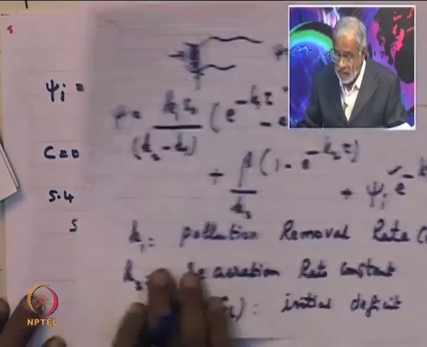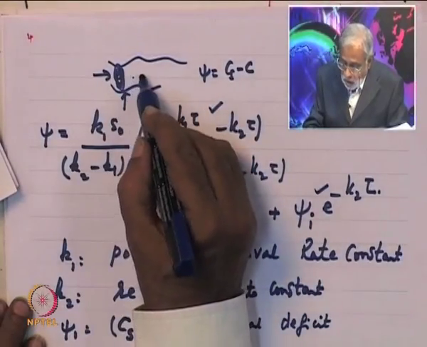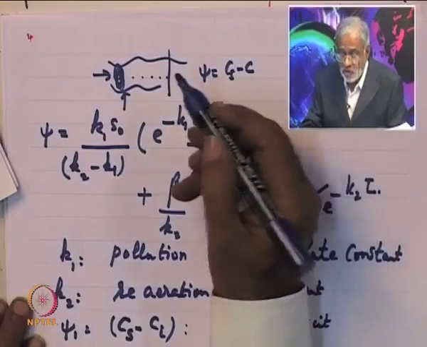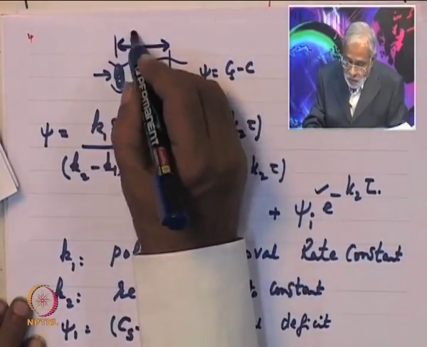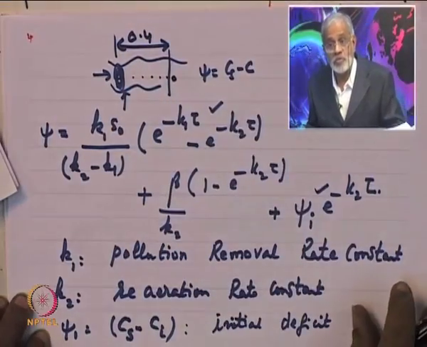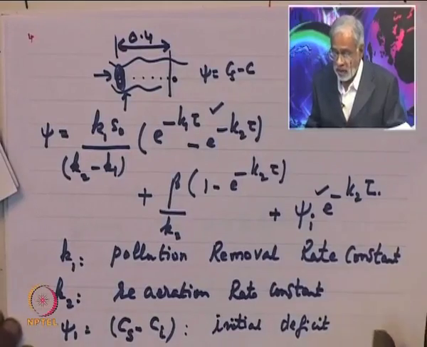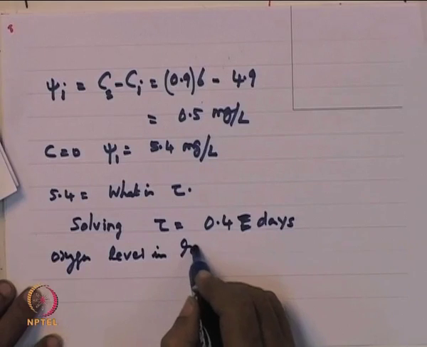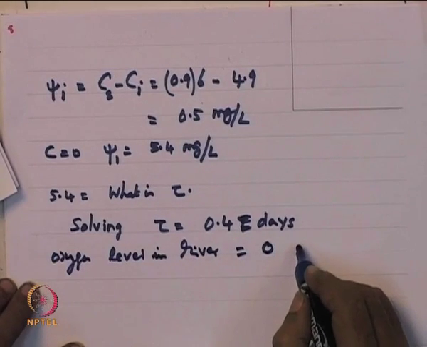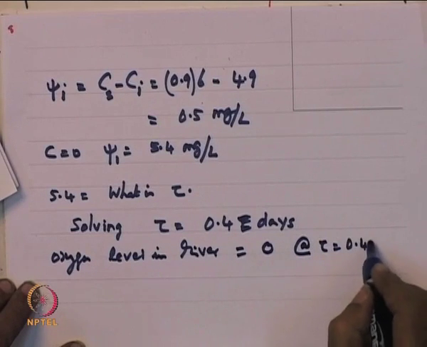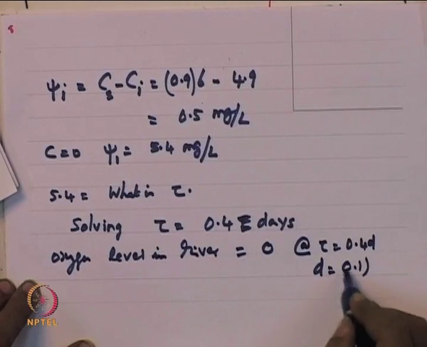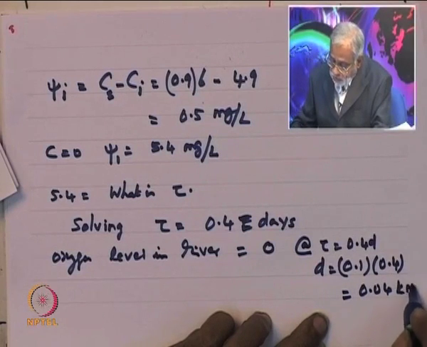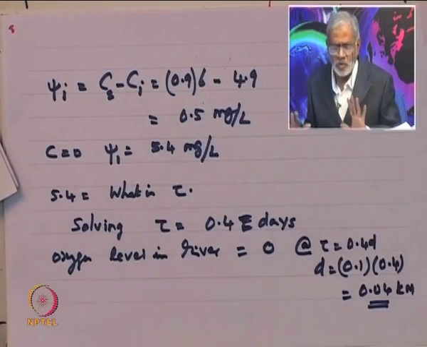What are we saying now? What we are saying is that after about 0.4 days, our velocity is 1 kilometer per hour. So, which means that after a distance of about 0.4 kilometers, you will find that the oxygen in the river has become 0. So, that is the point we are trying to say. The oxygen level in the river becomes equal to 0 at tau equal to 0.4 days, or distance d equal to 0.4 multiplied by 0.1 multiplied by 0.4, that is equal to 0.04 kilometers. At this distance, it very quickly goes to a very small value.